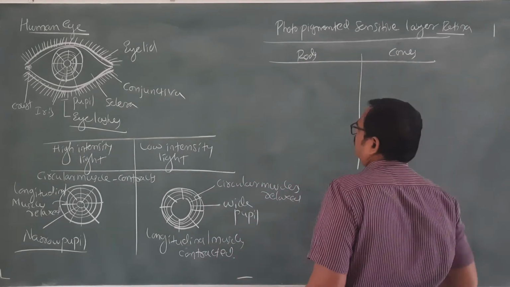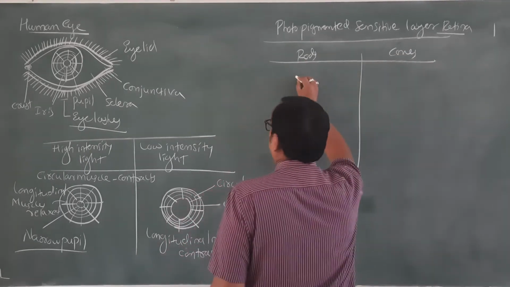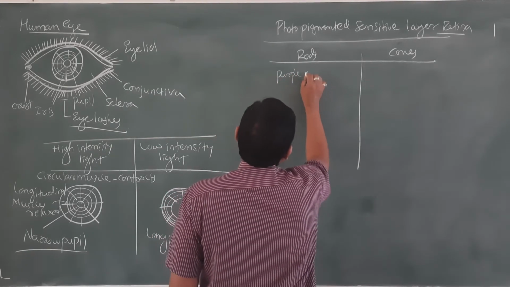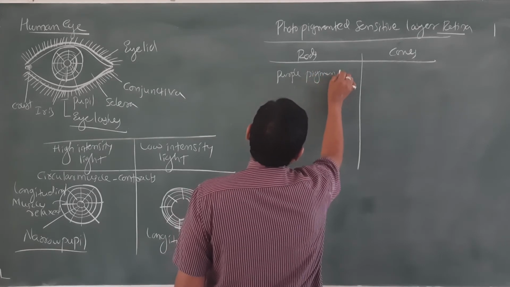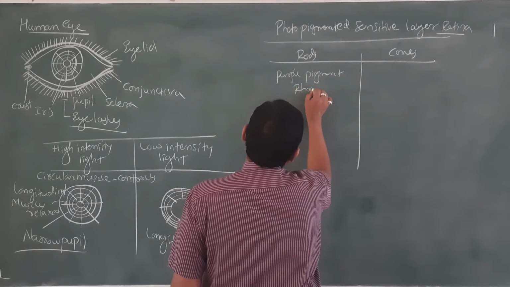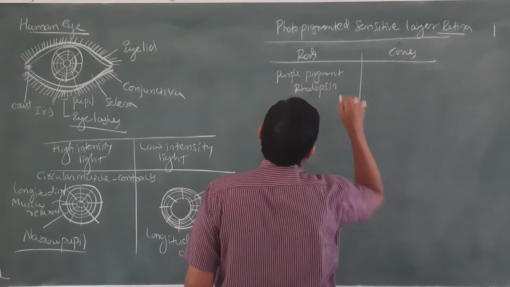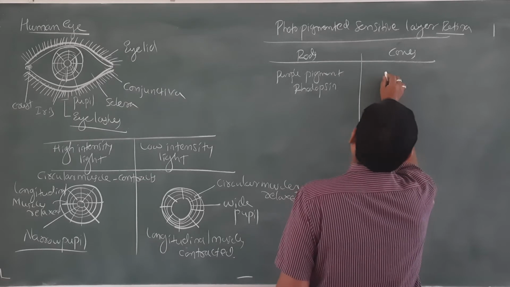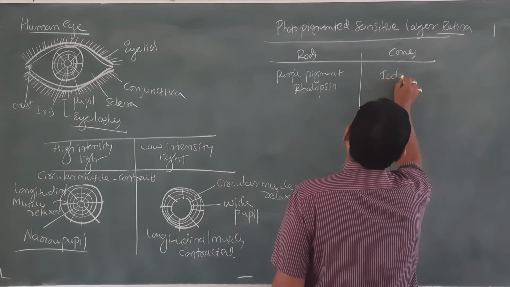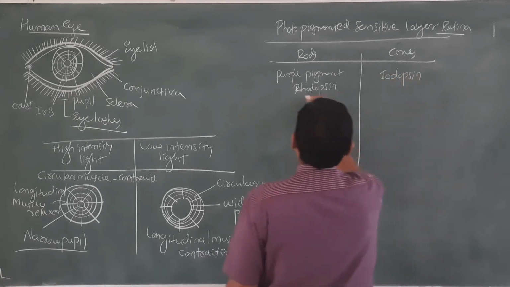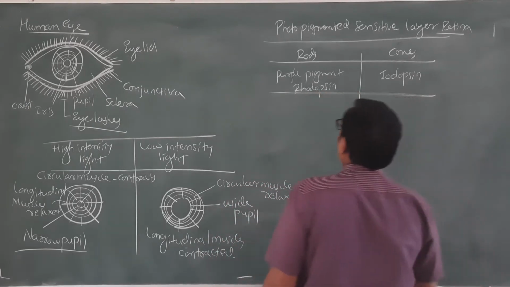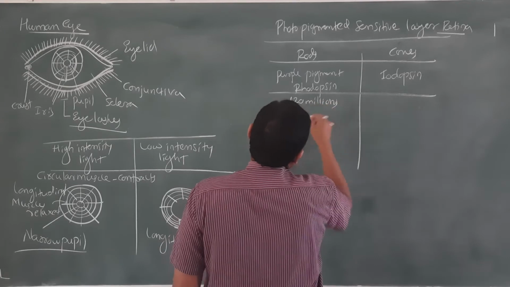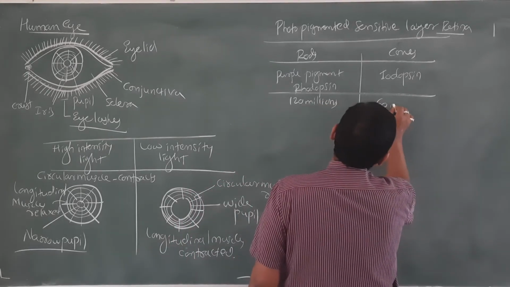Rods have a purplish pigment. What is that called? Rhodopsin. Cones have a different pigment called iodopsin. This is the first difference. Then, rods are about 120 million in number, and cones are 60 million in number.